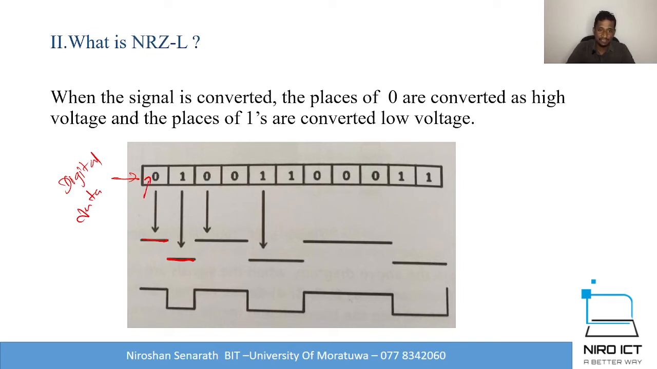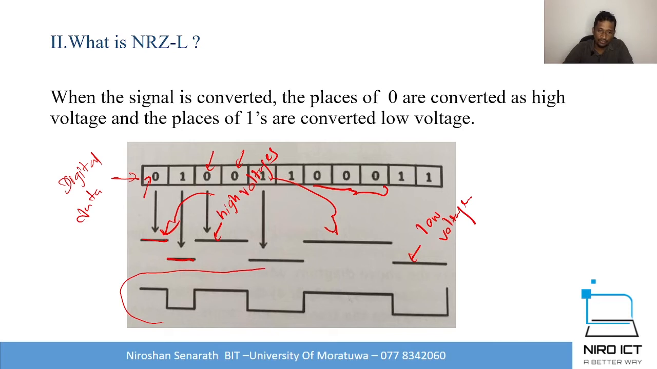This place belongs to 0 and this one is 0, this one is 0. When they are marking those things, they are marking those zeros as high voltage, right? So this one is okay, and these two zeros are considered as high voltage places. These three zeros are, and these ones are considered as low voltage places, right? So after creating those things, then you can see the original signal like this. Then that is called non-return zero level, right?